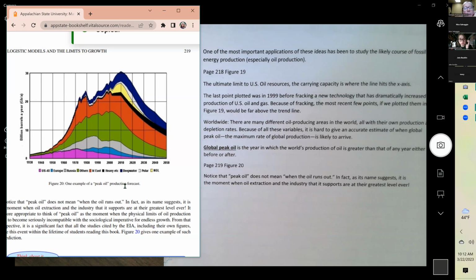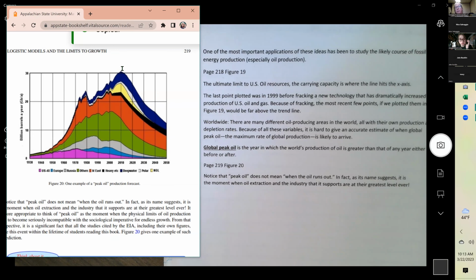What's the dark blue? Deep water. So that looks like that's where the most is. And we hit our peak in 2010. So now we're mining less. Then this is where we hit our highest amount of mining.